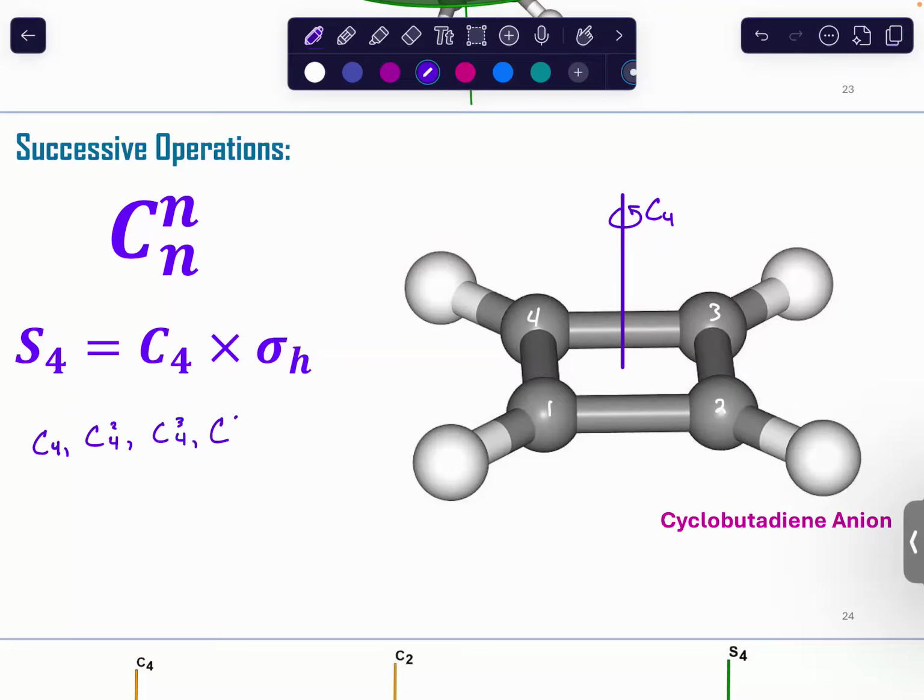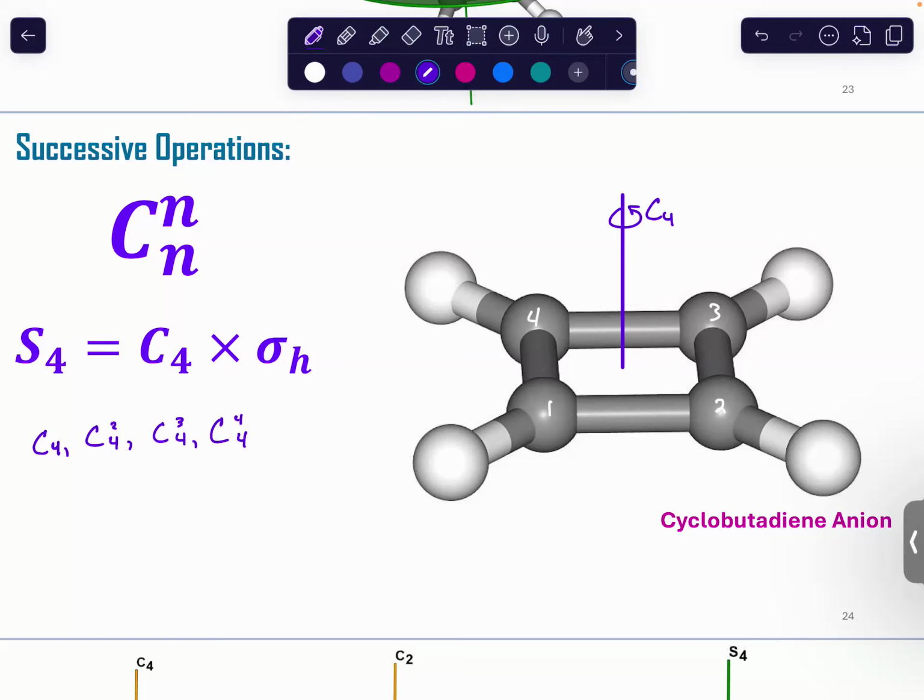Now, out of these, which ones would you say are unique? Which ones would be represented? Because keep in mind, we also have lower order axes in here. That C4 shares the same space as a C2, and then you have some C2 primes and some C2 double primes.